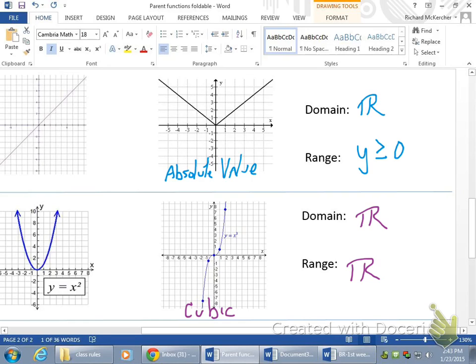On cubic, it's kind of S-shaped. We've never seen that before in Math 2, so it's kind of S-shaped. But as I go forever down, it also goes forever to the left. As I go forever up, it also goes forever to the right. So it's all real numbers in both directions.